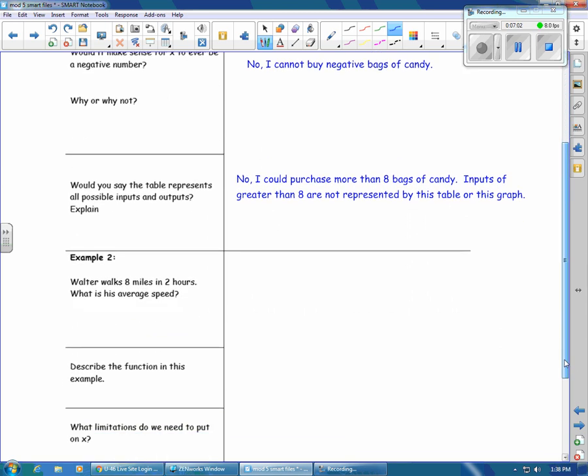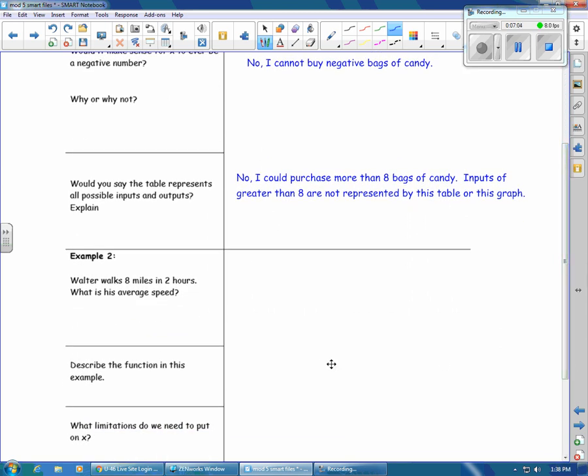Okay, our second example. Walter walks 8 miles in 2 hours. What is his average speed? To get his average speed, we're going to take the miles that he walks divided by the time that he's walking. So 8 divided by 2 would be 4, a whole number 4, or 4 over 1, which means he walks 4 miles per hour. That's his average if he walks 8 miles in 2 hours.